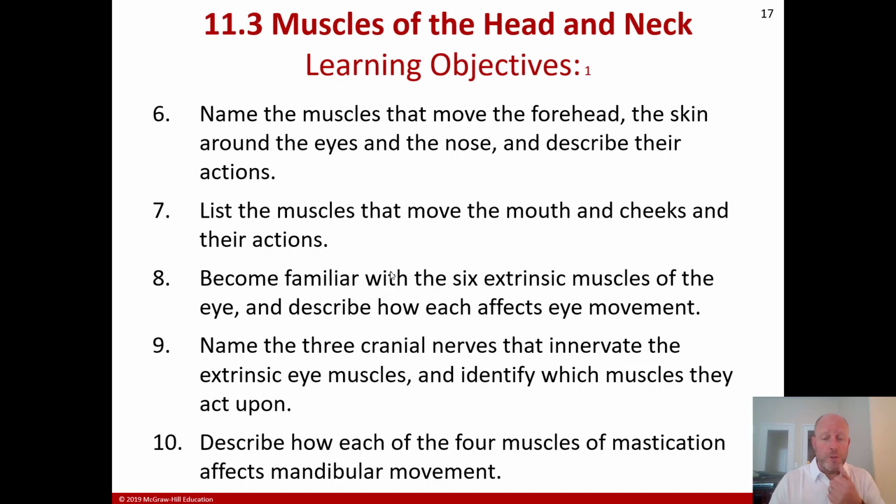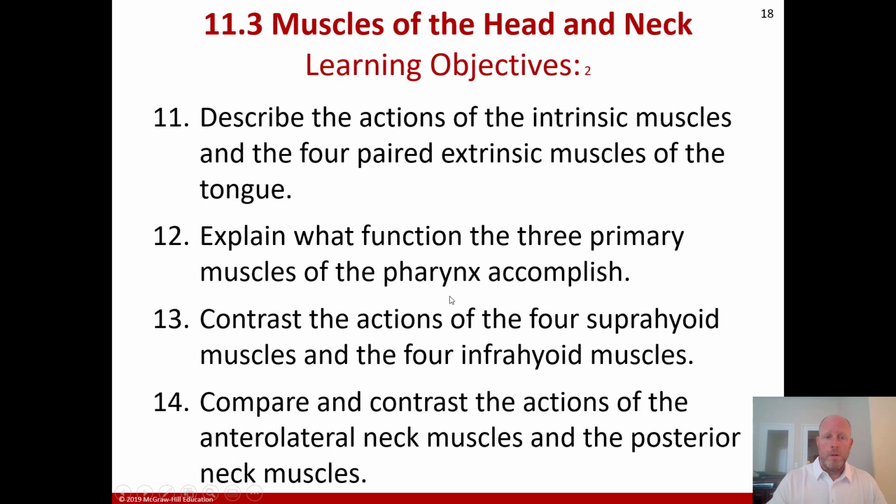Becoming familiar with the 6 extrinsic muscles of the eye and describing how each affects eye movement. Name the 3 cranial nerves that innervate the extrinsic eye muscles and identify which muscles they act upon. And describe how each of the 4 muscles of mastication affects mandibular movement. Describing the actions of the intrinsic muscles and the 4 paired extrinsic muscles of the tongue.